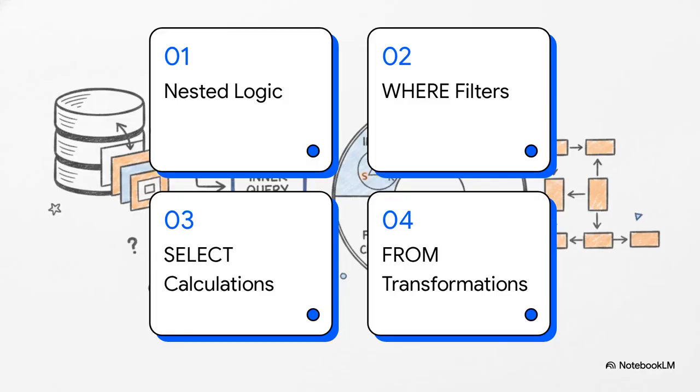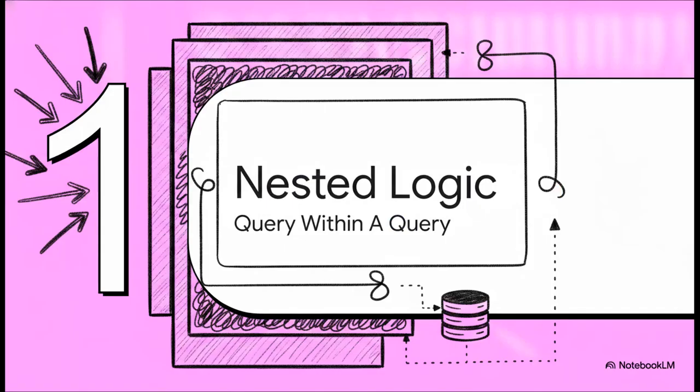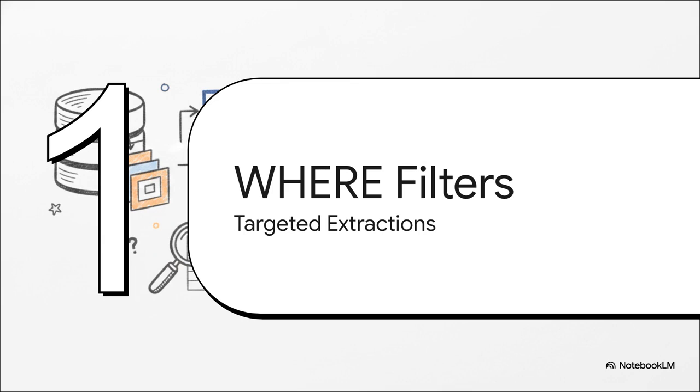To get a solid grip on this whole architecture, we're going to hit four main areas today. First, the query within a query. Second, filtering with where clauses. Third, calculating inside select statements. And finally, transforming data using from. Okay, let's dive right into this with part one, the query within a query, and introducing nested logic. Moving right along to number two, filtering with where clauses for targeted extractions.